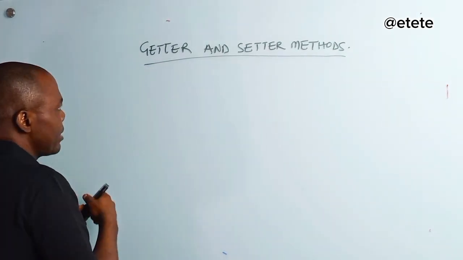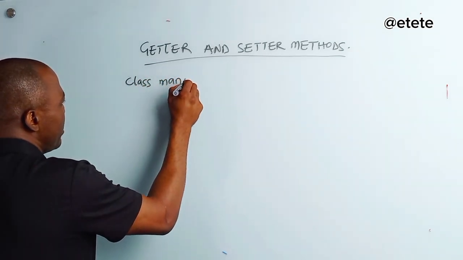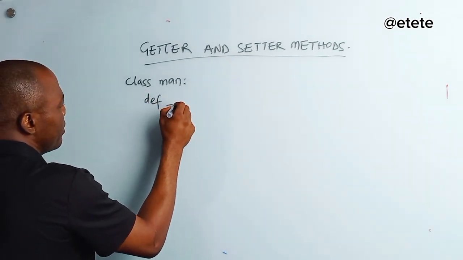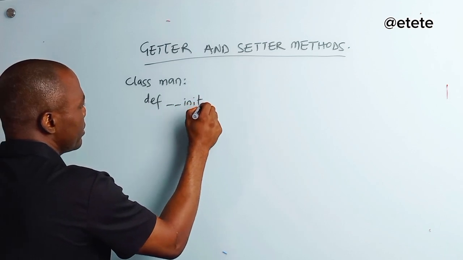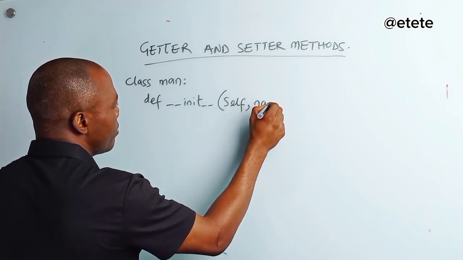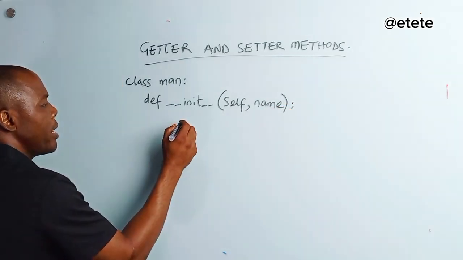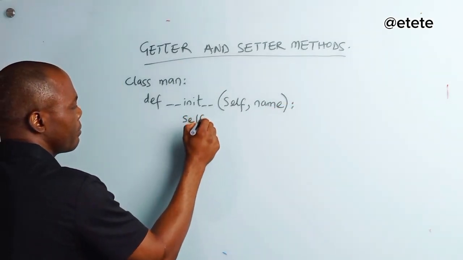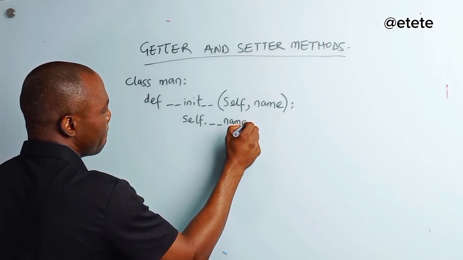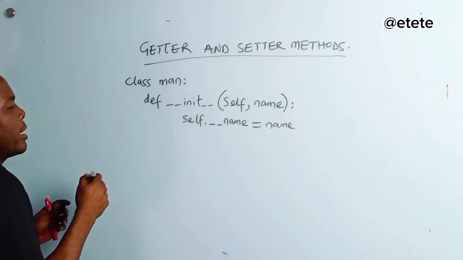So let's create a class man, right? And then here I say def init, and then I'll say self, and then I'll give it another variable name, right? Then I'll come here and I'll say self dot underscore name. Then we'll assign name to it, right? We'll assign name to it.